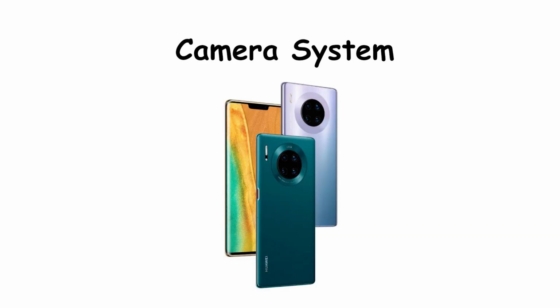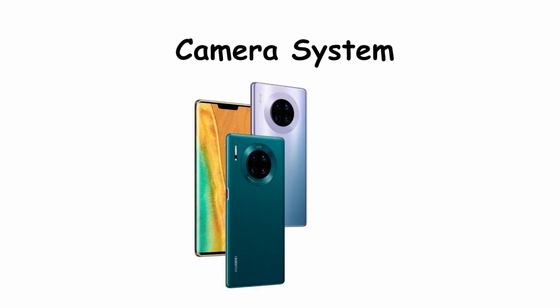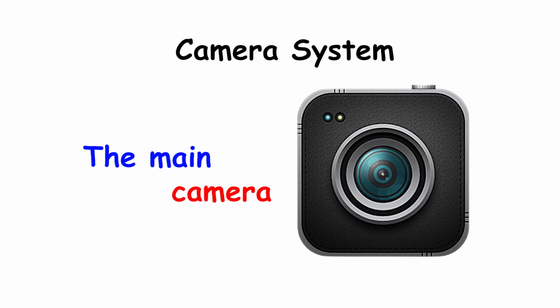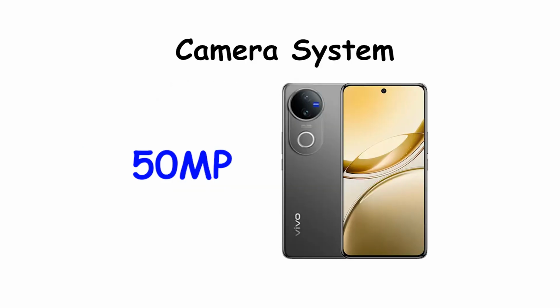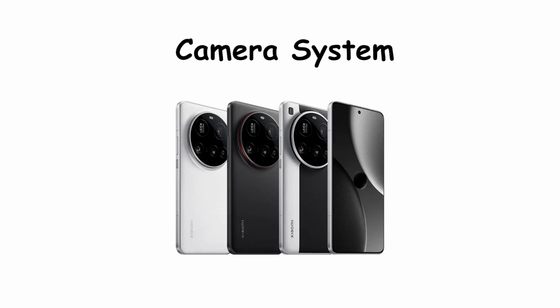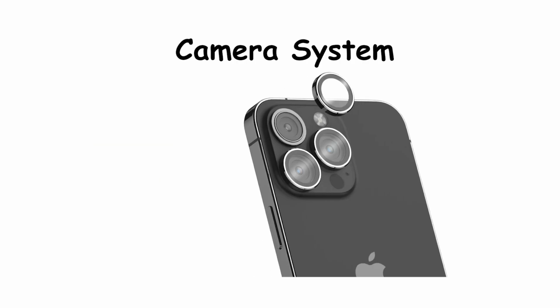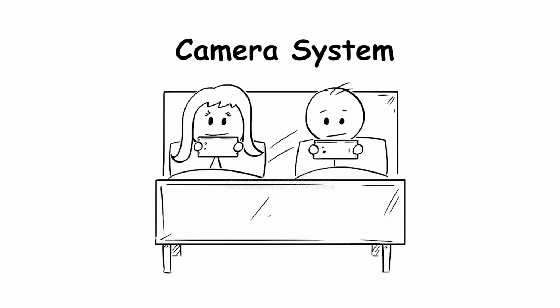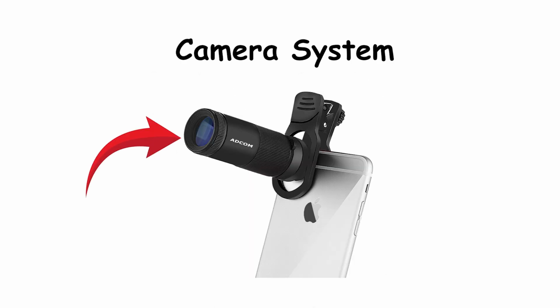Camera system. The camera system on smartphones has gotten crazy advanced. Most phones now have multiple cameras instead of just one. The main camera is what you use for most photos, usually around 50 megapixels to 200 megapixels on flagships. Then there's the ultra-wide camera, which has a wider field of view for landscapes or group photos, and the telephoto camera lets you zoom in without losing quality.